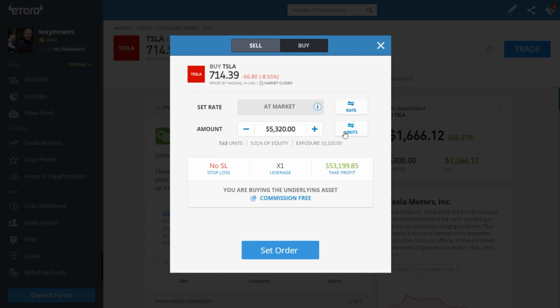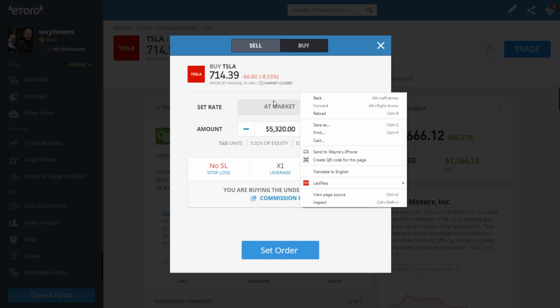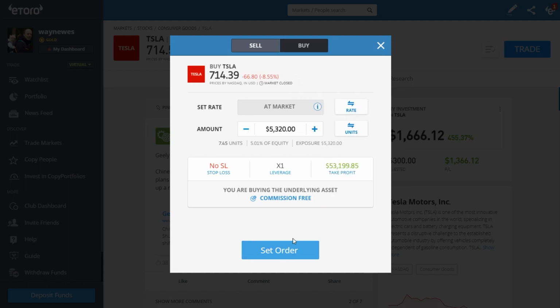And then again, as I've said before, this is the units, the leverage, etc. So all of this is exactly the same. The only thing that is different is the at market. So obviously you can just click to set an order and that will open when the market opens. Remember again, like I said, if you set it at a specific rate, it will only do that if the price hits that rate. So for example, we could go, I'll tell you what, I'll buy it when the market dips. I'll buy it at 710. And if the market opens above that or below that price, it will not open. It's only if it actually hits that price.